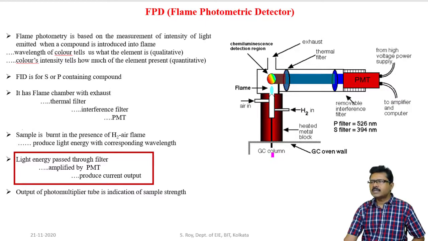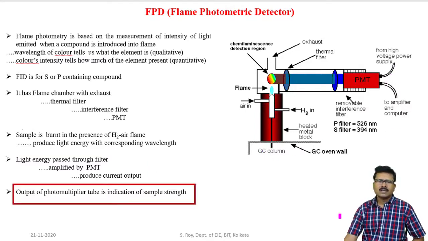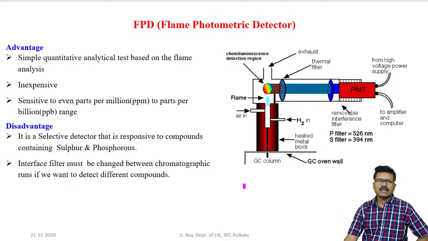If the concentration of sulfur or phosphorus is higher, then the output will be higher. If the concentration is lower, then the output will be lower. So output of the photomultiplier tube is the indication of sample's strength. Now what are the advantages and disadvantages of flame photometric detector?